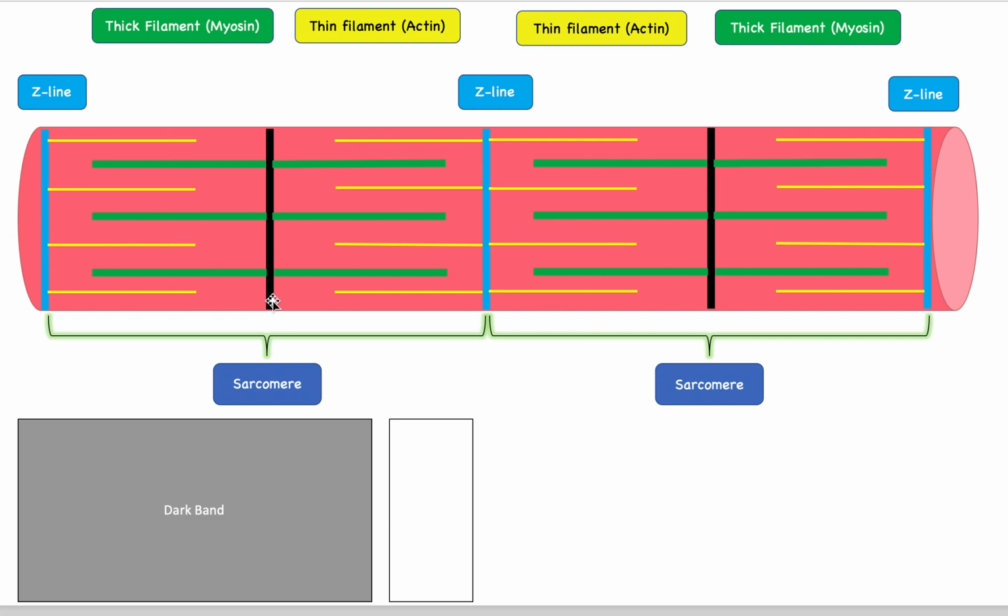We can see there's also this central black line, but you don't need to know the name for this one. All you need to know is that off of this black line, there's a bunch of green thick filaments. It's thick because compared to the yellow one, it's thicker. The yellow one is called the thin filament. So the thick filament also has the name of myosin, whereas the thin filament also has the name of actin. I remember this because actin sounds like thin. So the thin filament is actin, whereas the thick one is myosin.